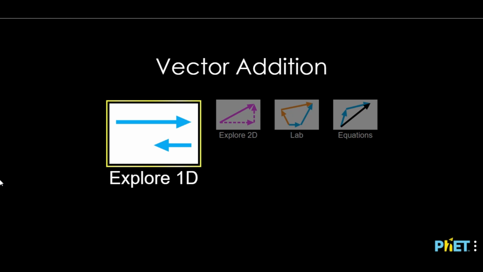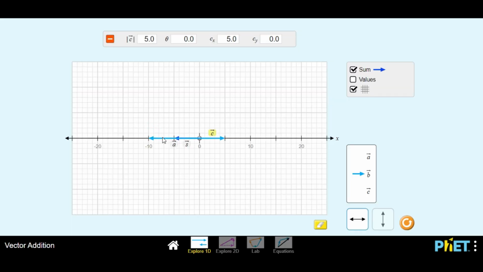Okay, everyone, now I have already opened a simulation from PhET. The simulation is about vector addition, of course. That's the topic that we are going to discuss in this video. In the main menu here we have 4 options. Let's just choose the first one, Explore 1D. Let me keep it in default like this.